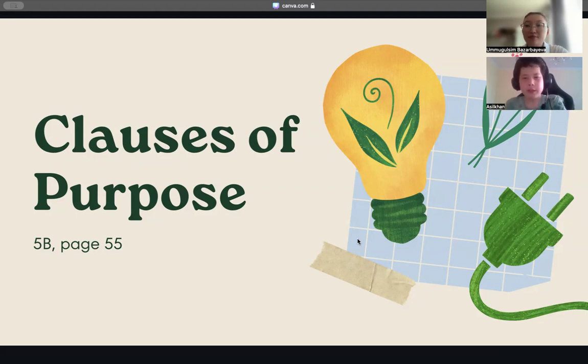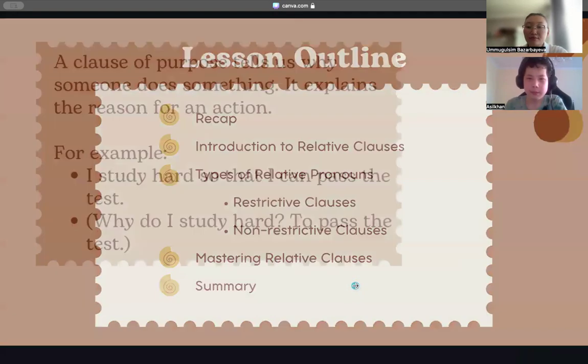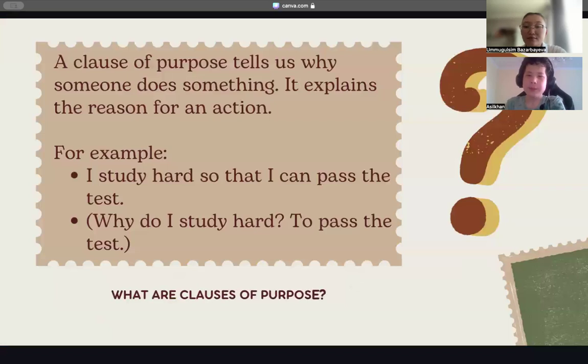Today we're going to be covering the topic of clauses of purpose. We're going to start the lesson off with a recap. I'm going to introduce you to relative clauses, their types, and then we're going to be mastering relative clauses, and then at the end we're going to do a summary of what we have learned so far. So first, types of relative clause. But first, before we go into that, I'm going to tell you about the clause of purpose so we have a master understanding of what we're going to be covering.